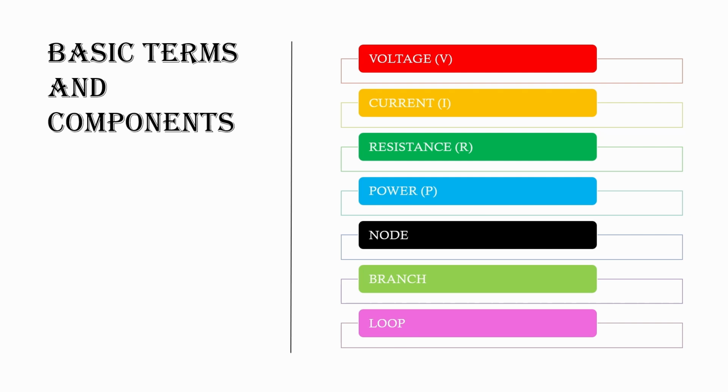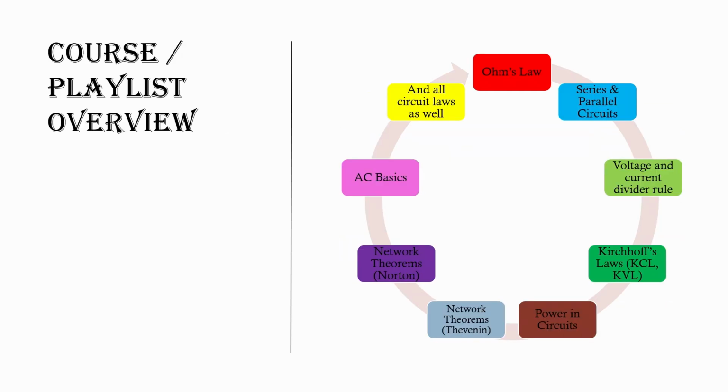Before we dive into the math, we need to speak the language of the trade. Throughout this series, we'll be using some basic terms and components. You'll become very familiar with voltage, current, resistance, and power. We'll also talk about the geography of a circuit, things like nodes, branches, and loops. Don't worry if these sound a bit technical right now. We're going to break each one down step by step.